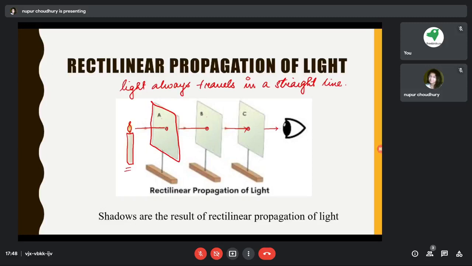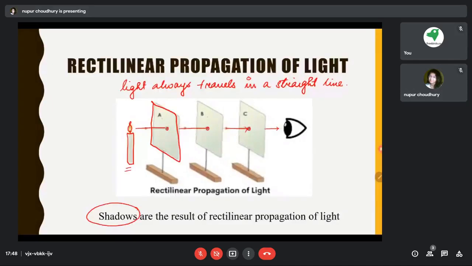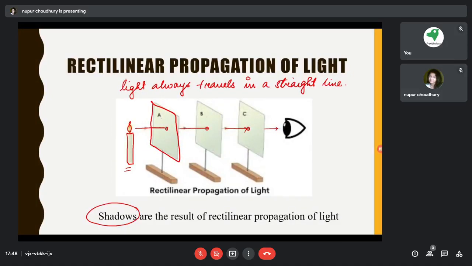Now this rectilinear propagation of light creates a very interesting phenomenon which you witness every day, that is the shadow. So how are these shadows made, or how do we get shadows? Shadows are the result of light traveling in a straight line. Now let me consider a, I'll stop this sharing so that we can go ahead with this.